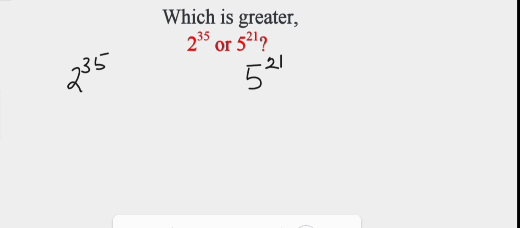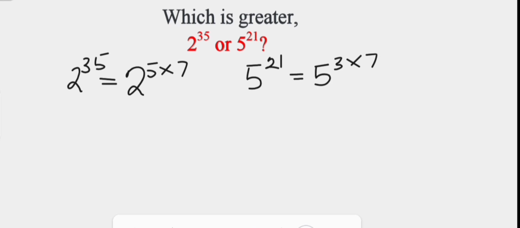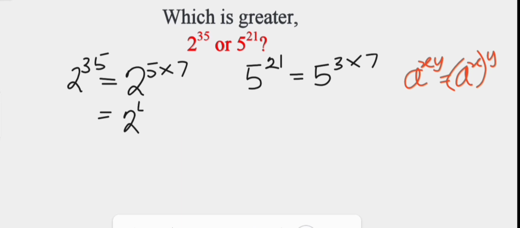So 2 raised to power 35 is written as 2 raised to power 5 times 7, while 5 raised to power 21 is written as 5 raised to power 3 times 7. And recall that when we have a raised to power x times y, it is the same thing as a raised to power x then raised to power y, as one of the laws of exponents and powers. So 2 raised to power 5 times 7 is written as 2 raised to power 5 then raised to power 7, while 5 raised to power 3 times 7 is written as 5 raised to power 3 then raised to power 7.